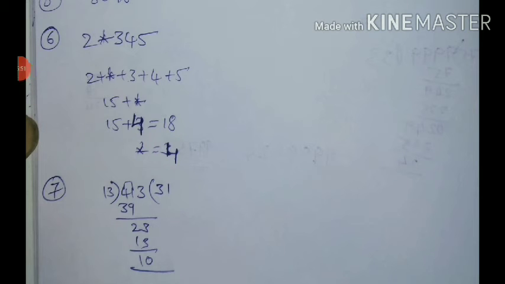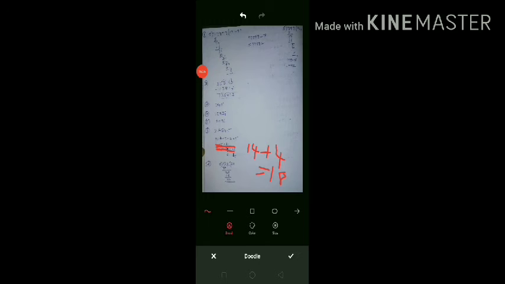If 2*345 is divisible by 9, then what will come at star? If the sum of the digits of the given number is divisible by 9, then the number is divisible by 9. Here, 2 plus star plus 3 plus 4 plus 5, that is 14. 14 plus star equal to the next multiple of 9, which is 18. So 14 plus 4 equal to 18. In place of star we need to use 4 only.